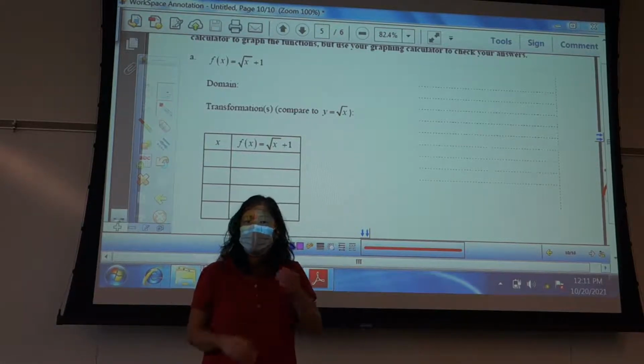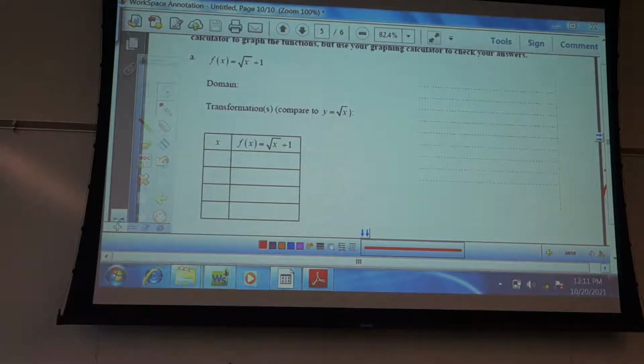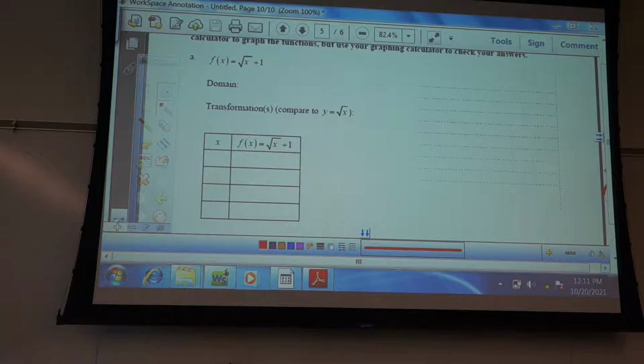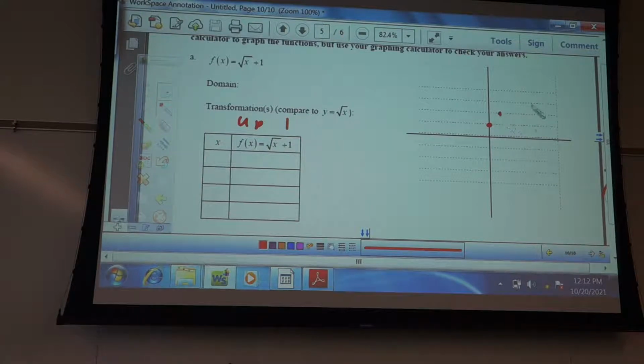Inside is our left right. It's on the outside, so is it up or down? Up. How many? 1. So the transformation is up 1. Draw a couple lines through here, and then up 1. Here's my original origin. Instead I'm going to go up 1. It's a square root, so I'm going to do the over 1 up 1, over 4 up 2, and draw my little swoosh.